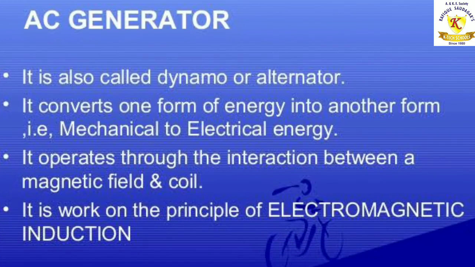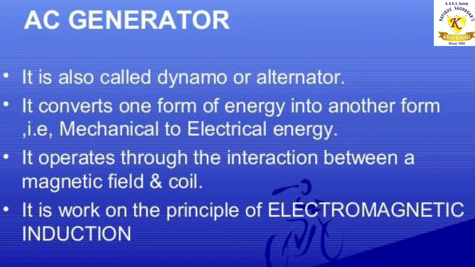Let's see what an AC generator is. It is also called a dynamo or alternator. It converts one form of energy into another form, that is, from mechanical to electrical energy. It operates through interaction between a magnetic field and a coil, and it works on the principle of electromagnetic induction.